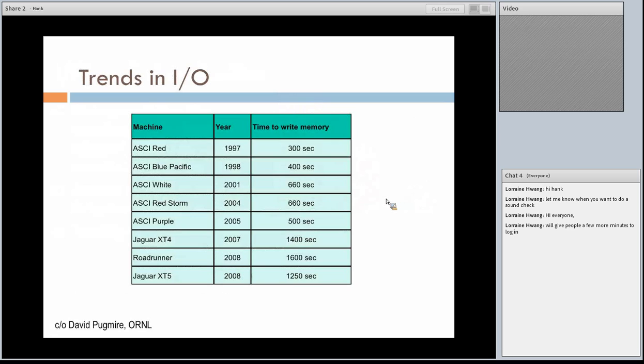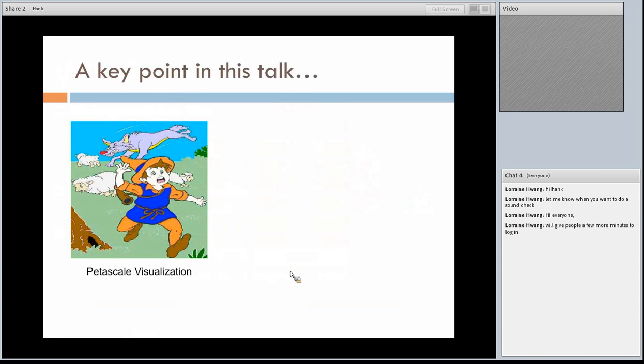Looking forward to the exascale part of the talk, this trend is just getting worse and worse. You can imagine each of these being squared, and the memory is going up, and the I/O again is not keeping pace. Here's a slide that supports that point. It's a look at some of the number one machines from 97 to 2008. So this is already kind of a dated slide, but you can see the trend in terms of how much time it takes to write memory from the compute nodes to the disk is getting worse and worse.